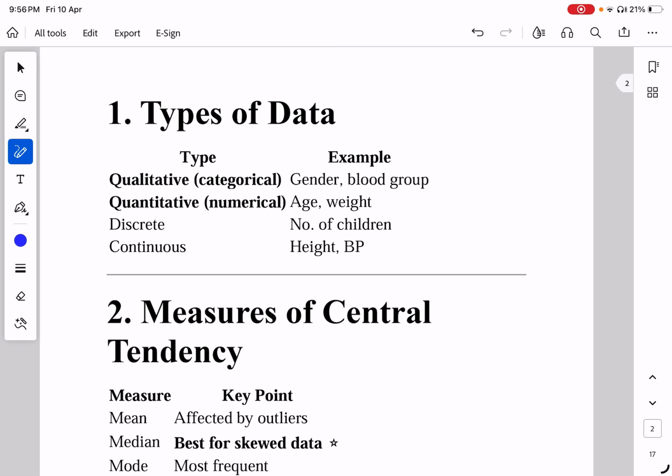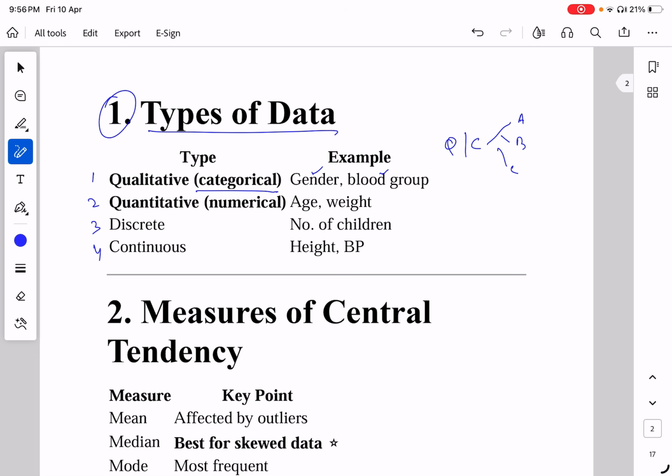Okay. So first of all, types of data. There are different types of data: qualitative, quantitative, discrete, and continuous. Qualitative data is also known as categorical data, and examples are gender and blood group. Qualitative or categorical means it's divided into various categories like category A, category B, category C, none of these categories having any overlapping features.